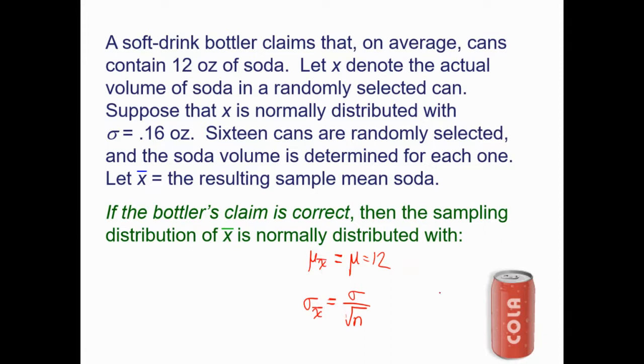Okay, so the standard deviation of the population, they tell me, is 0.16. Now I need to divide that by the square root of my sample size. What's my sample size here? 16. 0.16 divided by the square root of 16 gives you 0.1.